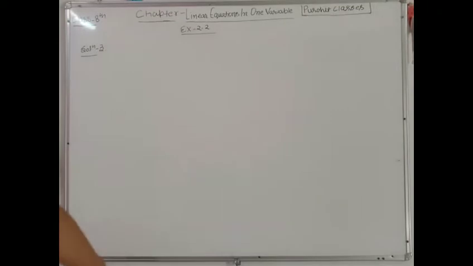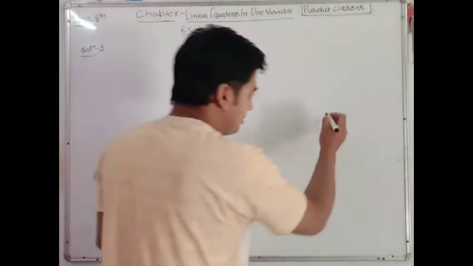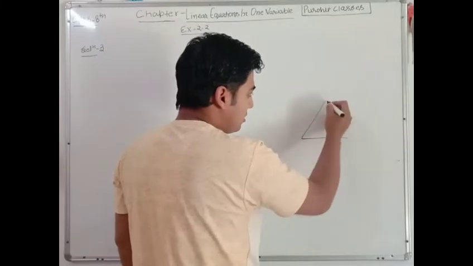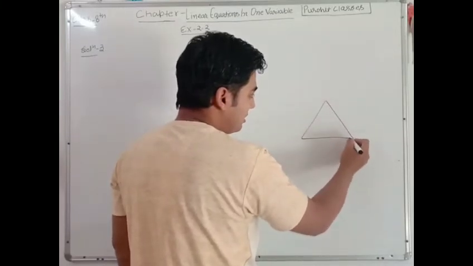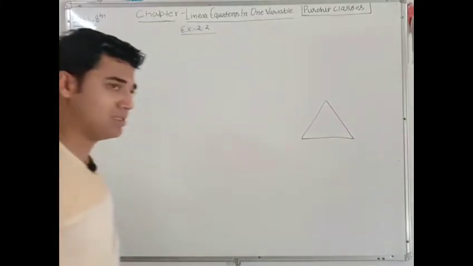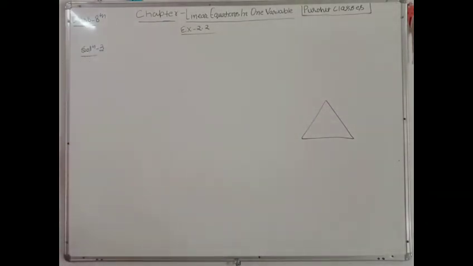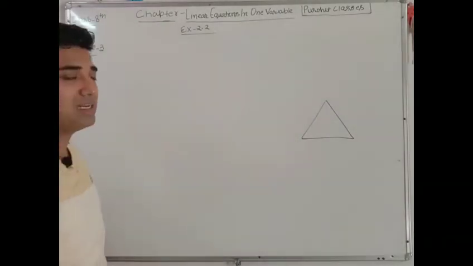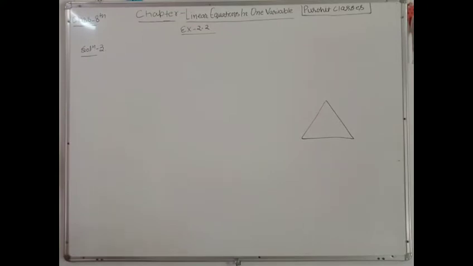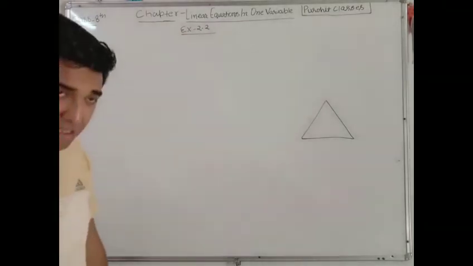So let's see question number 3, that is about an isosceles triangle. Do you know what is an isosceles triangle? On the basis of sides there are 3 types of triangle: equilateral, isosceles and scalene. Scalene triangle is that in which no angles and no sides are equal. Equilateral triangle is that triangle in which each angle and each side are equal to one another, and isosceles is that triangle in which any 2 sides are equal.